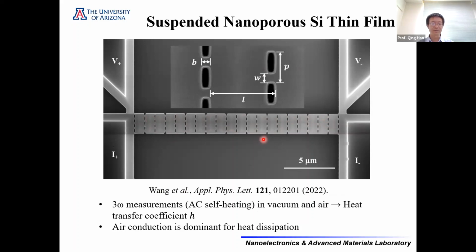So when you do the 3 omega measurement in vacuum and in air, you can do some data analysis to extract the heat transfer coefficient H on the surface of the sample. And for a sample of this micrometer size and nanometer thickness, air conduction will be dominant, and the bulk convection is usually neglected for heat dissipation.